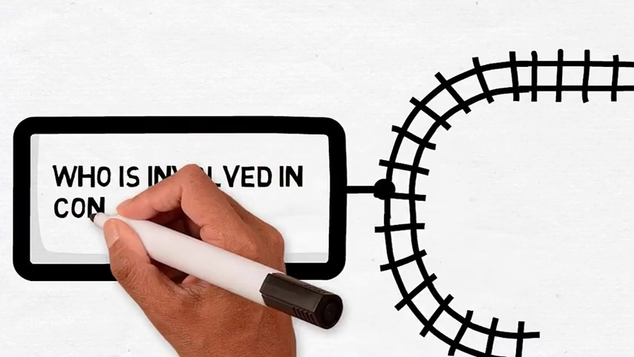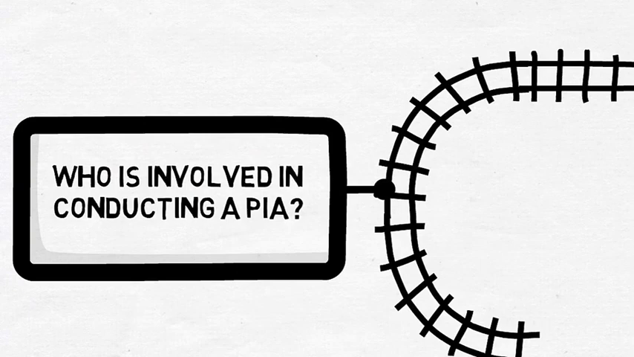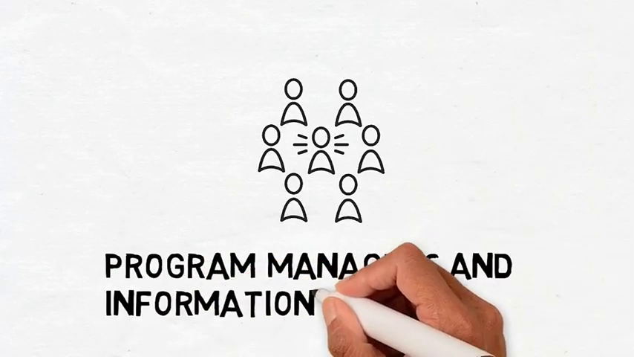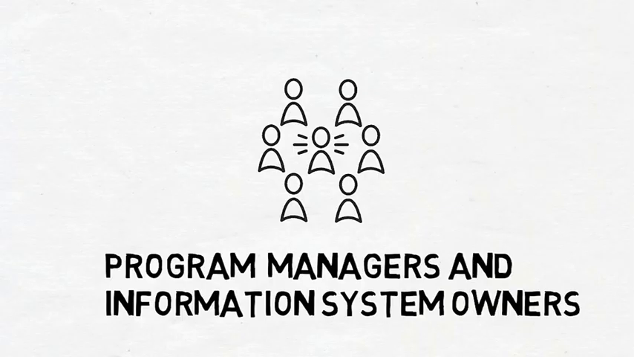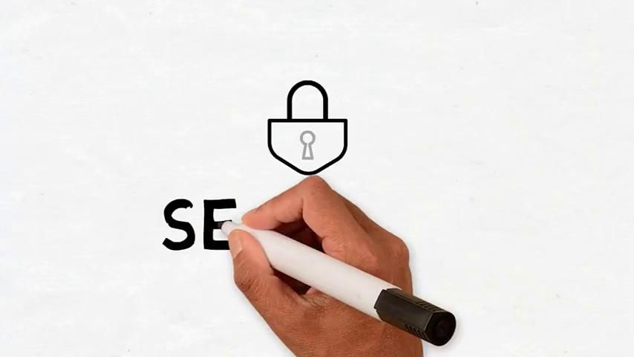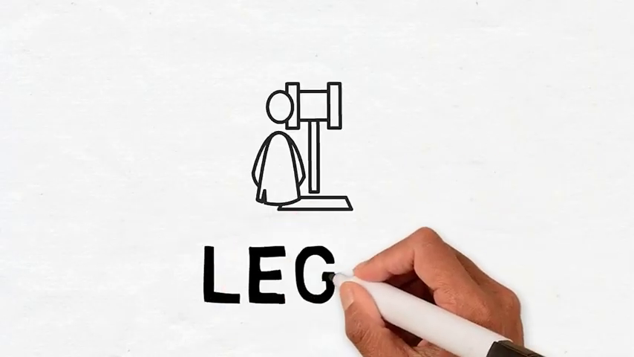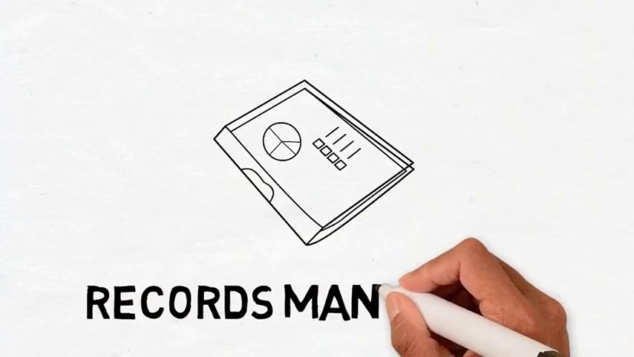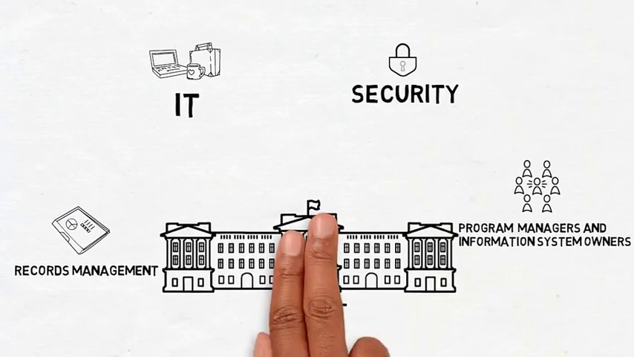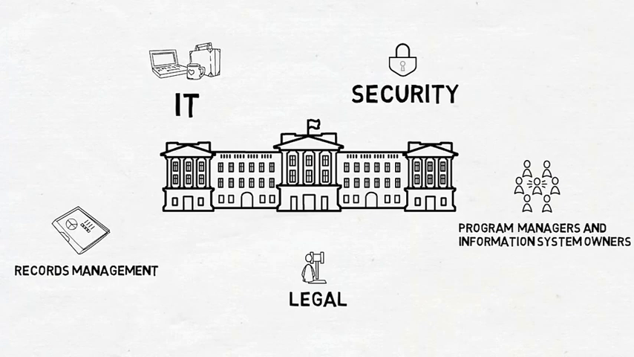Next, let's talk about who is involved in conducting a PIA. An agency's privacy office should work closely with partners from across the agency to conduct a meaningful PIA. Key stakeholders include program managers, information system owners, as well as IT, security, legal, and records management officials. Each role can contribute to a comprehensive assessment of privacy risks.